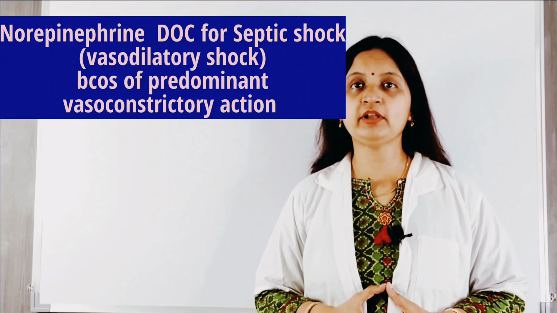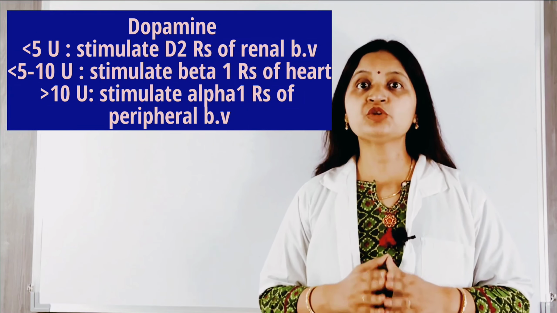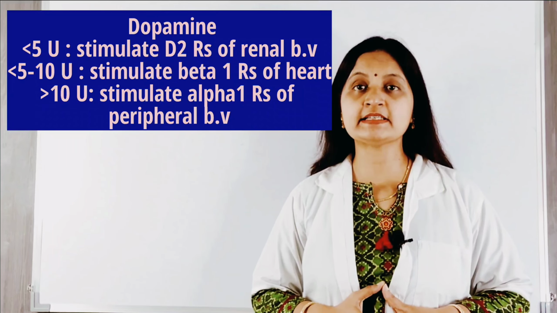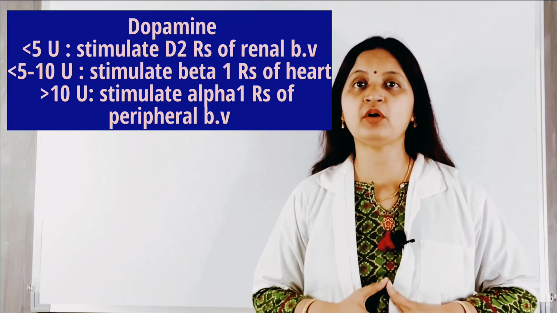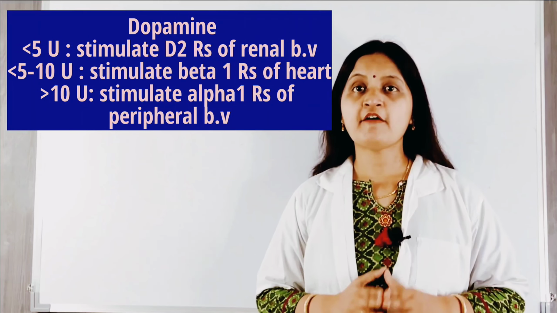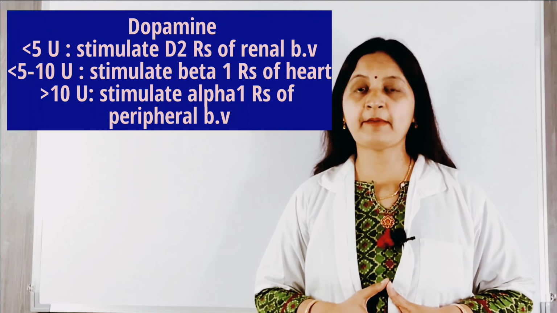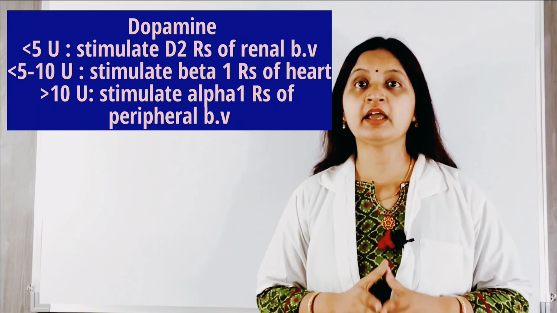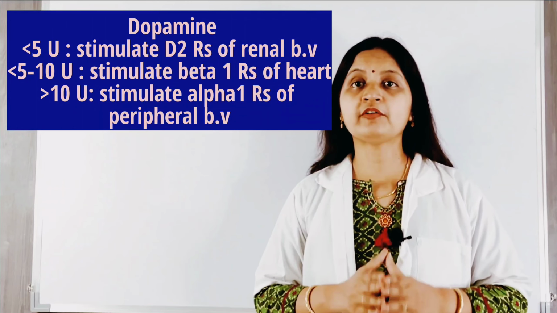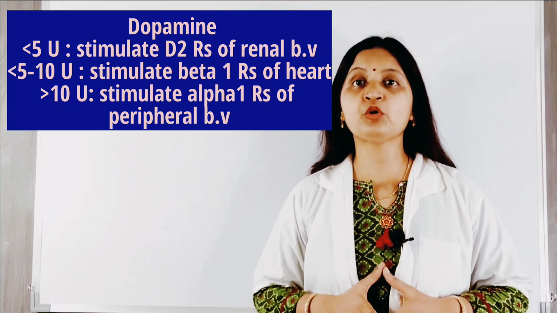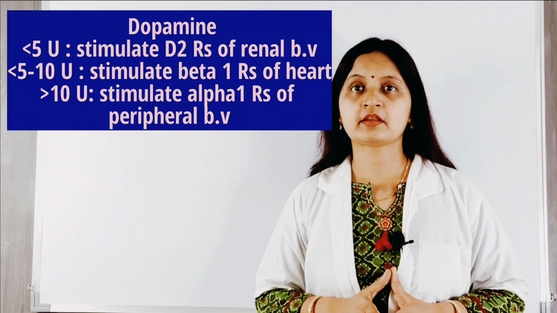Next, we move on to the hemodynamic effects of dopamine. Dopamine at lower dosages stimulates the dopamine receptors of the renal blood vessels and splanchnic blood vessels, increasing the renal blood flow and splanchnic circulation. At medium dosages, that is 5 to 10 microgram per kilogram per minute, dopamine stimulates the beta-1 receptors of the heart, increasing the heart rate and contractility, thereby increasing the stroke volume and cardiac output. This improves the cardiac performance.